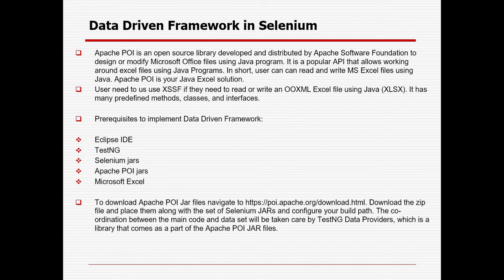So whenever we want to read or write the data from the Excel sheet, we need to install Apache POI, because Apache POI is an open source library developed and distributed by Apache Software Foundation to design or modify Microsoft Office files using Java program. It is a popular API that allows working around Excel file using Java program. In short, user can read and write MS Excel file using Java. So Apache POI is the Java Excel solution.